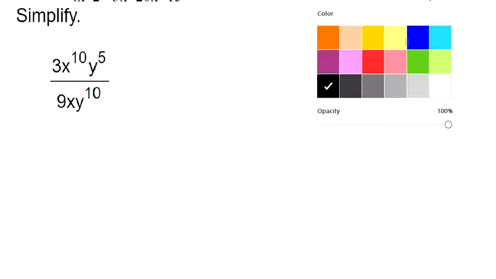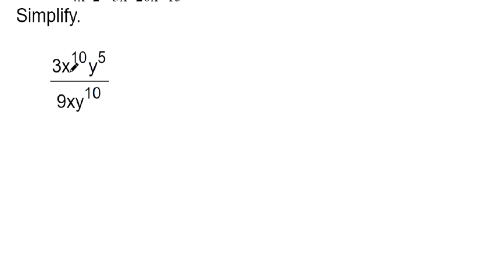So if we have to simplify 3x to the 10th, y to the 5th over all this, the big rule to think about is that numbers that have the same base, their exponents can subtract when they're being divided. So x is the base of this exponent. 10 is the actual exponent itself. That's the power. Because these two things that I've boxed out are x, then we can subtract their powers.